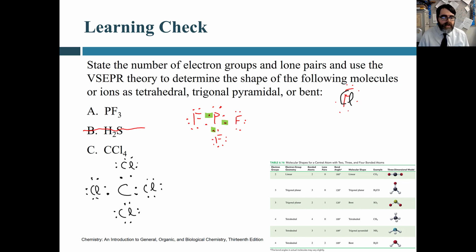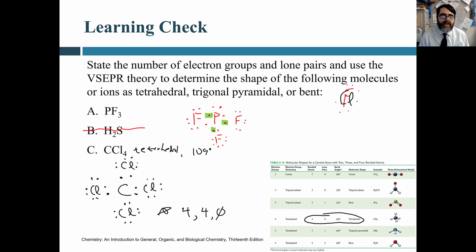And now that we've done all those, well then here, starting with C, it's got 4 bonding regions, 4 electron groups. It's got 4 things bonded to it and no unshared pairs, no lone pairs. That puts us in this row right here, which means that this shape is tetrahedral. And the bond angle is 109 degrees. They didn't ask us bond angle, but you're going to be asked that at some point, so might as well practice it there.